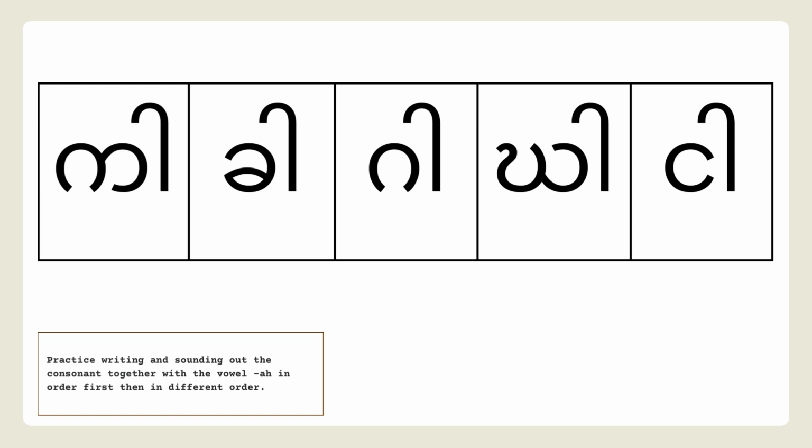The same with ga, ka, la, ha, nga with the vowel. Practice writing and sounding out the consonant together with the vowel in order first and then in different order.